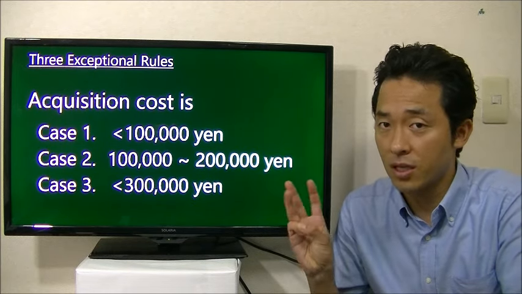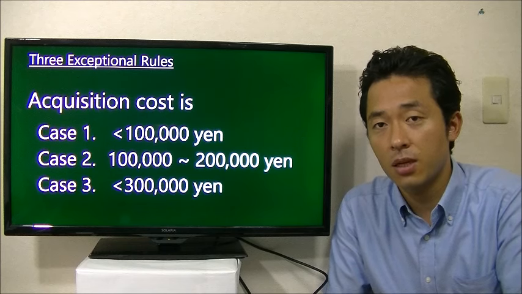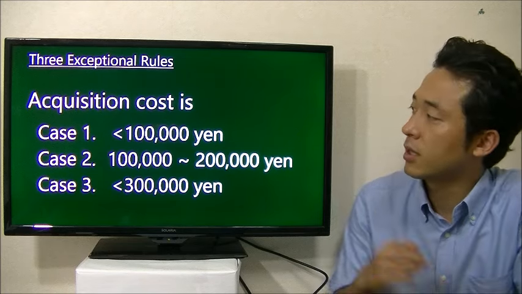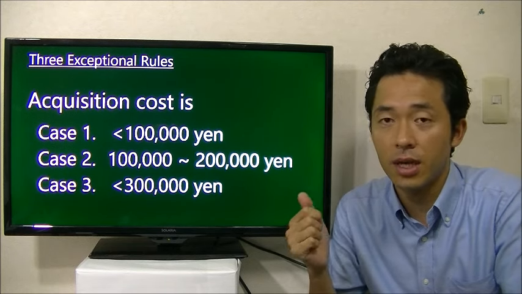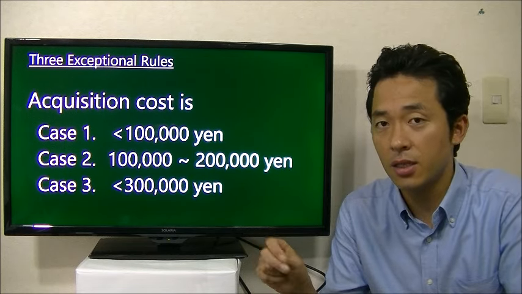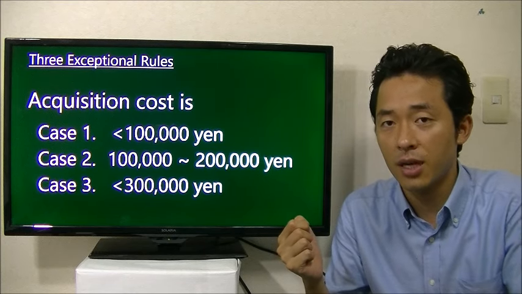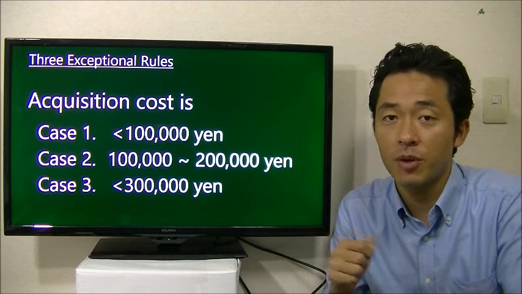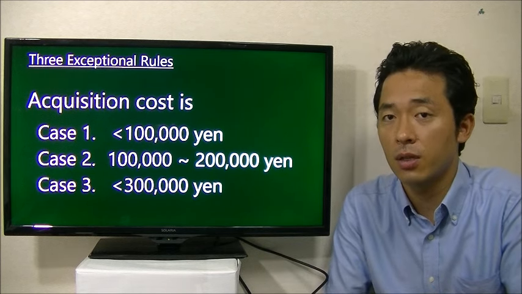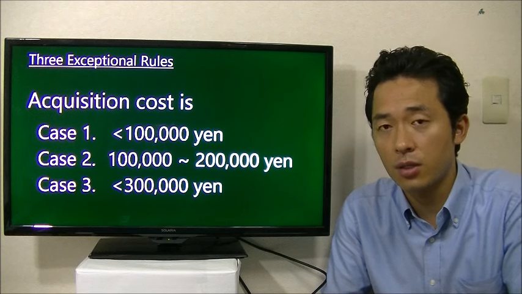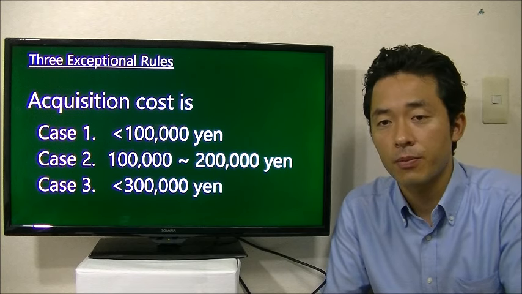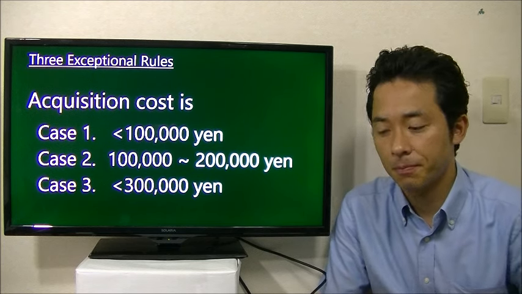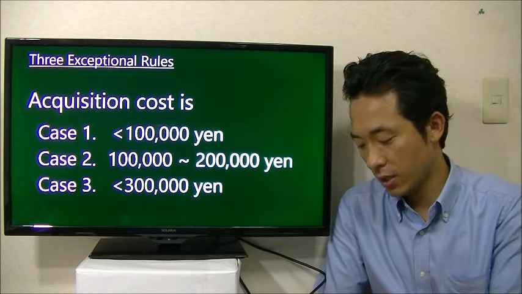So there are three important rules for the Japanese fixed asset. The first case is when the asset is less than 100,000 Japanese yen, and the second case is when the acquisition cost of the asset is between 100,000 and 200,000 Japanese yen, and the third rule is when the fixed asset acquisition cost is less than 300,000 Japanese yen. Let's talk about case 1 first.